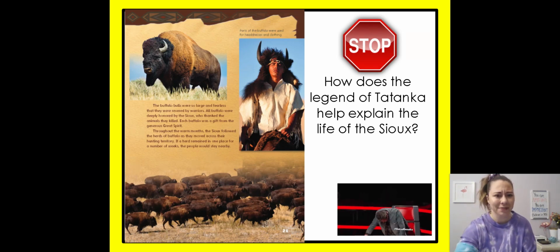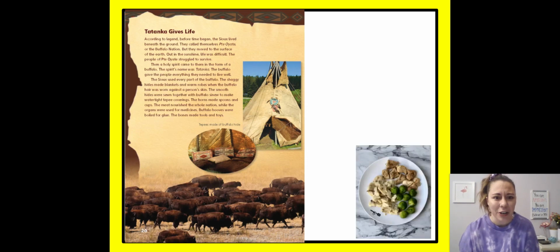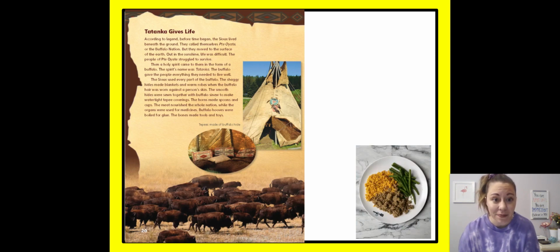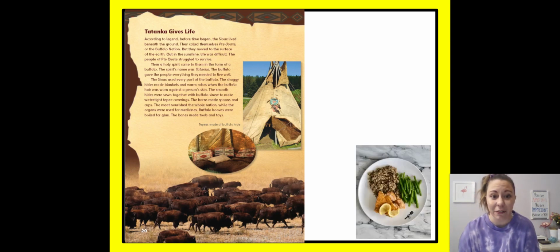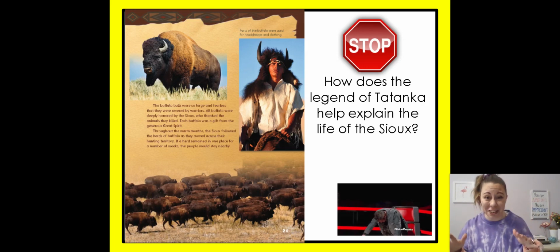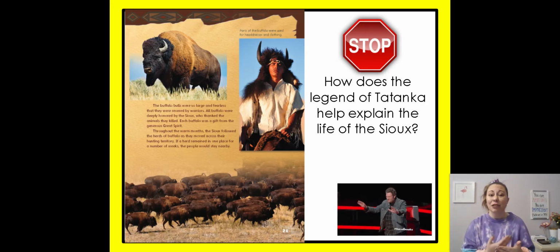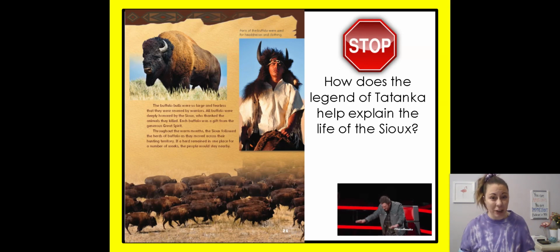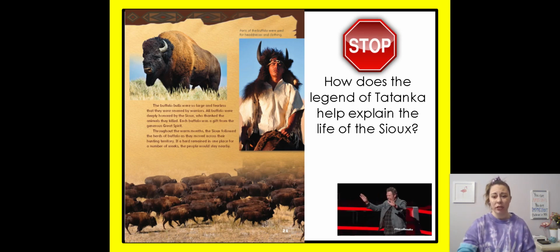Well, let's think back. So it says that originally, according to the legend, before time began, the Sioux lived beneath the ground. And then out in the sunshine, life was difficult. But the Holy Spirit came in the form of a buffalo. And so now we understand that this says the Sioux revered the buffalo. They really respected them. They used every part, and their life really seems to revolve around the buffalo. So this legend showing that this buffalo was a gift to them helps explain why the Sioux and their life really revolves around the buffalo. The buffalo is extremely important to them.